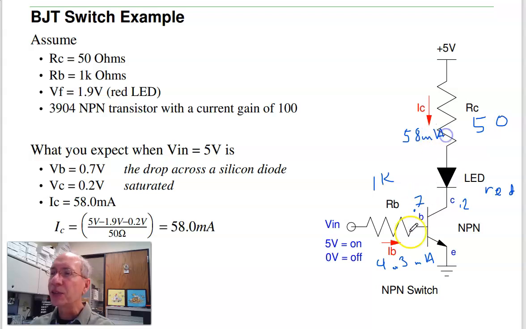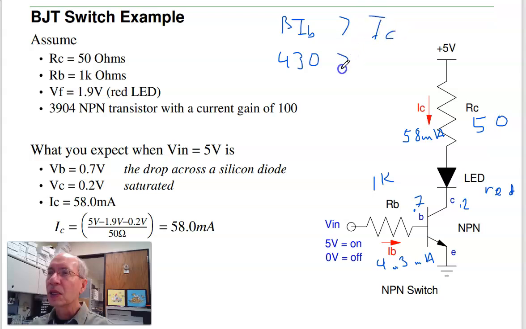And to check if I'm saturated, beta times IB more than IC. 4.3 times 100 is 430. And 430 milliamps, that's your beta IB, is greater than 58 milliamps. That checks. This is saturated.